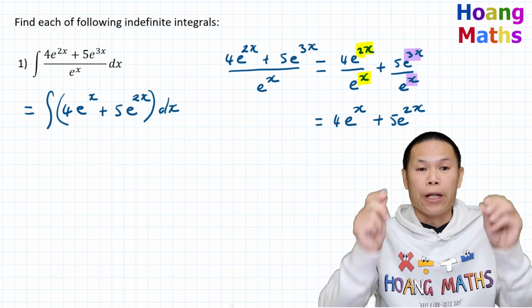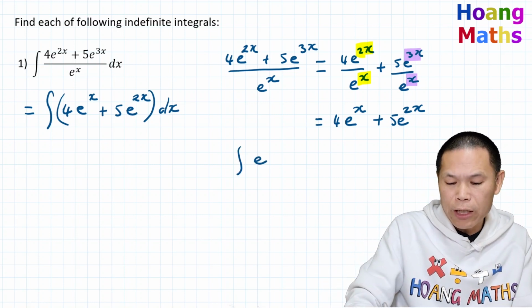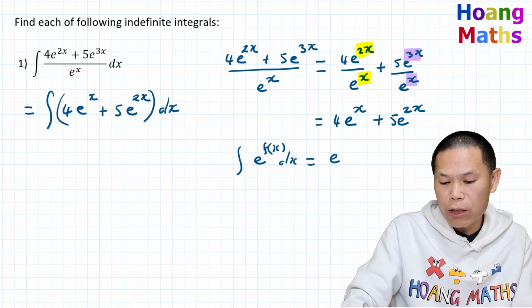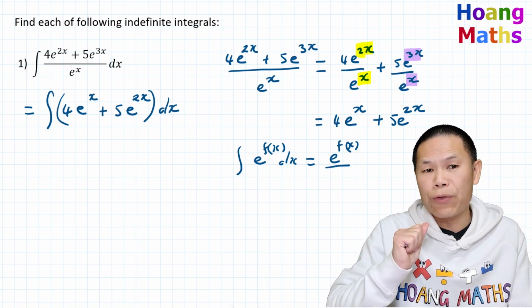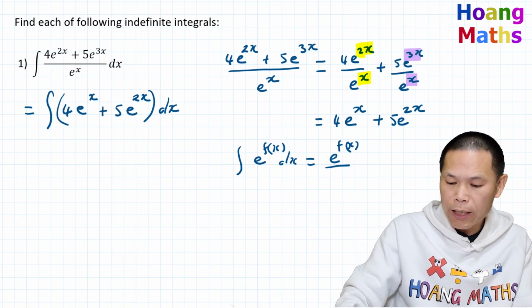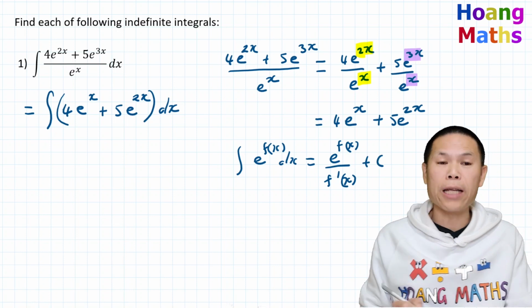So there you go. Then we need to know that if we integrate e to the f of x dx, that will give me e to the f of x over the differentiation of the power. That is f dash x, okay? Differentiate f of x is f dash x, like that. And then we add a constant, don't forget.